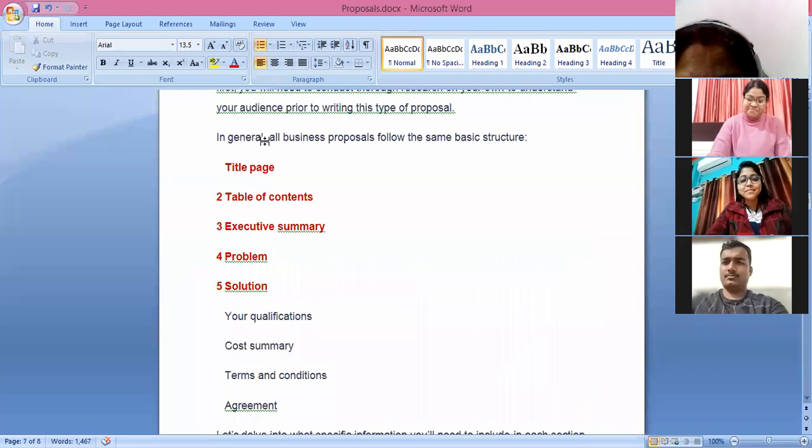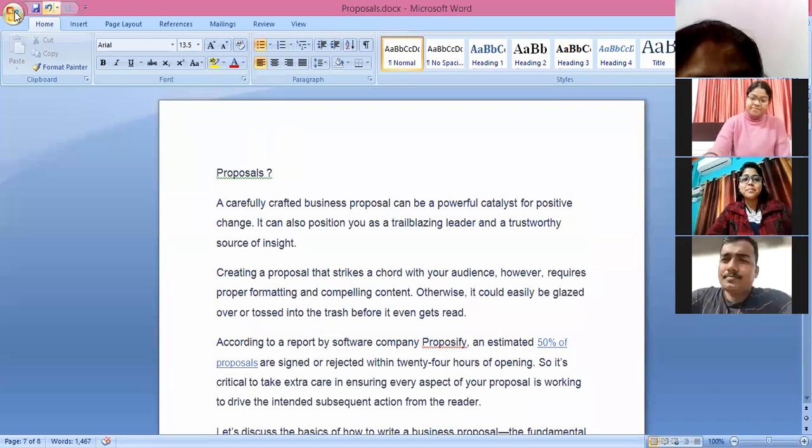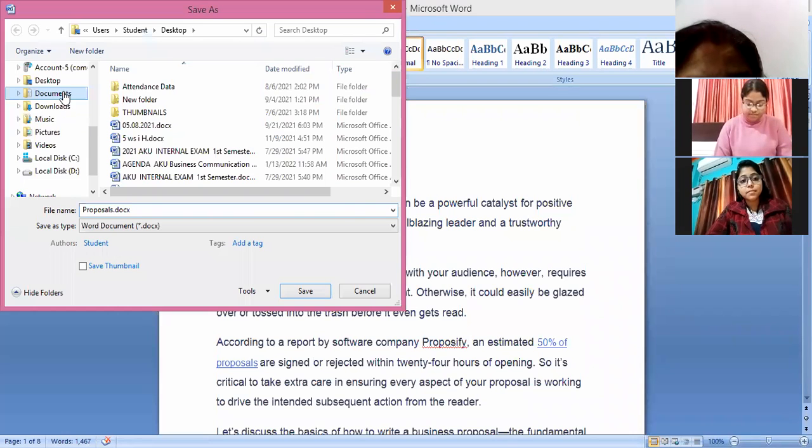This was the theory part. So you will start writing the proposal on your own. Will you be able to write as per the guidelines?